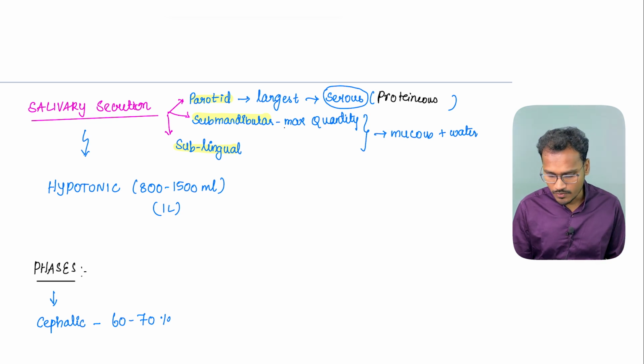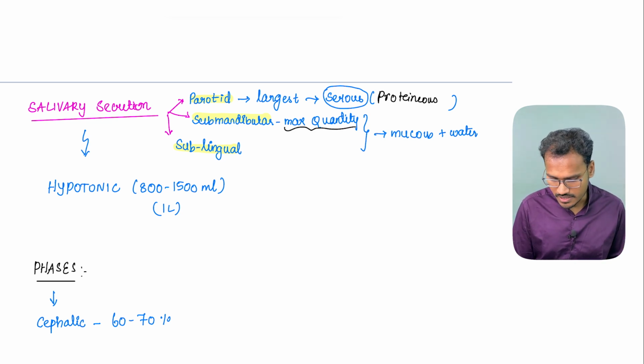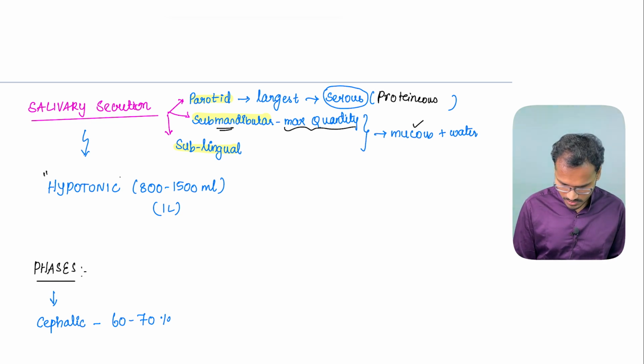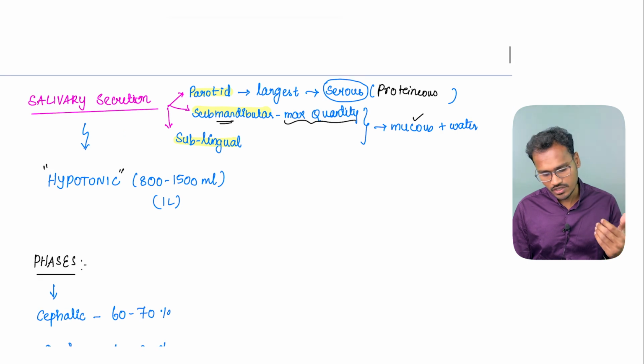But maximum in quantity, it is being secreted by the submandibular. Both the submandibular as well as the sublingual produce a lot of mucus secretion or watery secretion present in the salivary secretion. And saliva, as I already told you, is a hypotonic secretion. It is around 800 to 1500 ml.